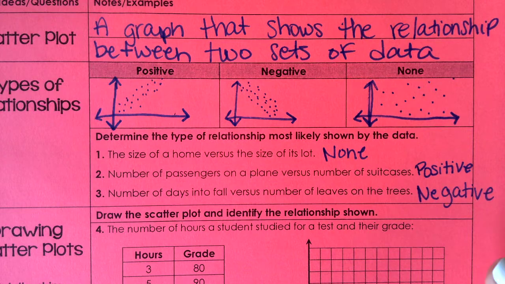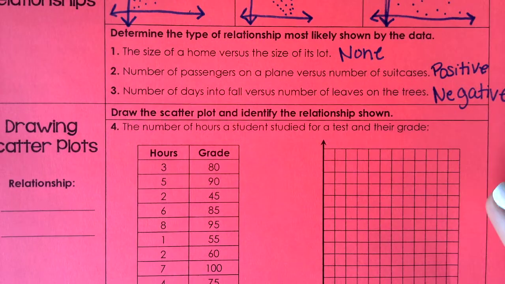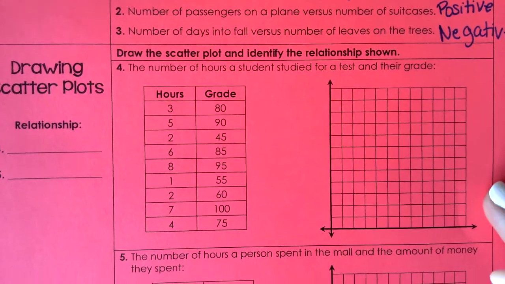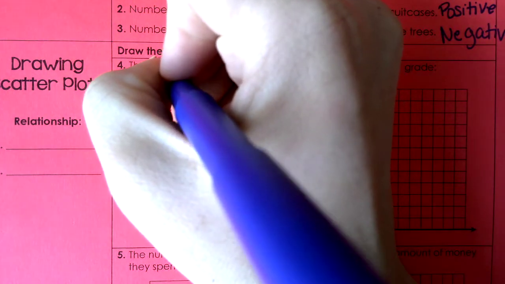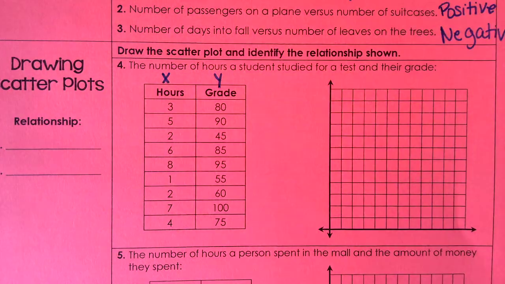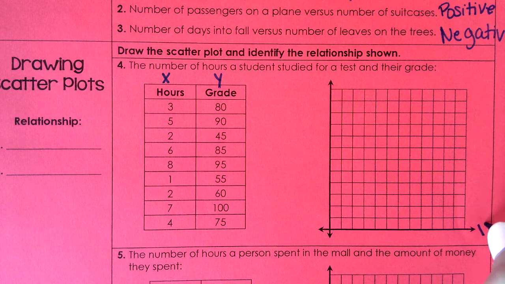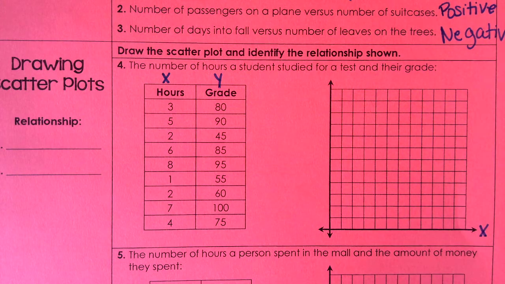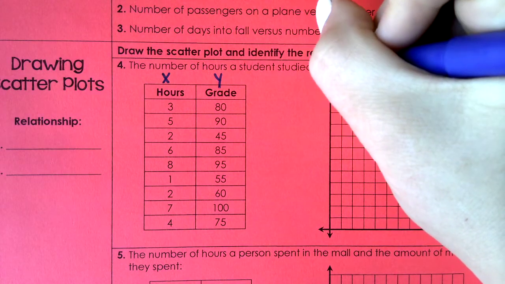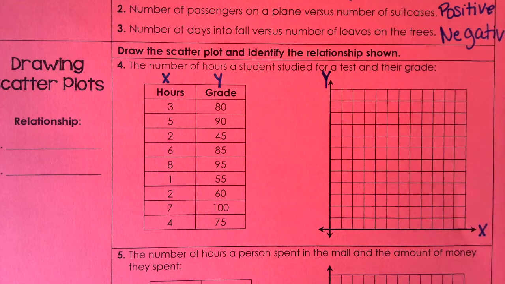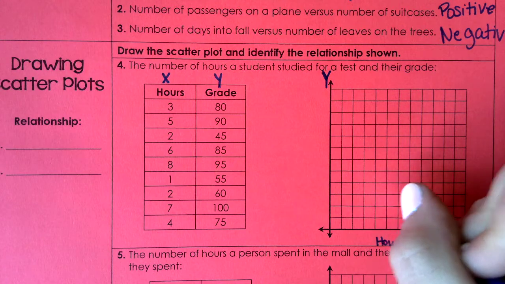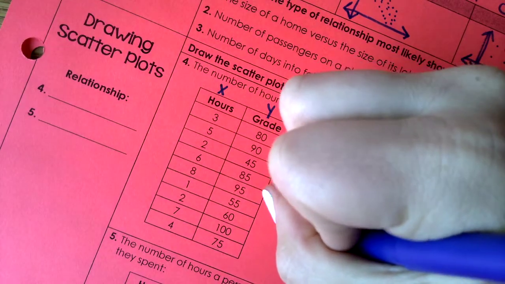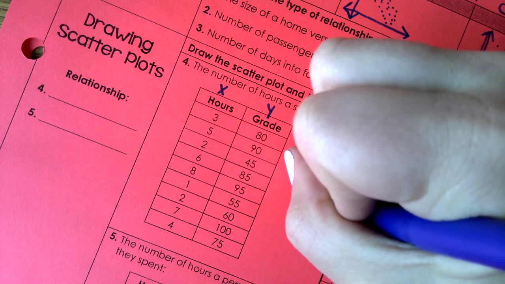So what we're going to do now is graph some of these relationships. We're going to graph this scatter plot first. You're always going to have X in your first column and Y in your second column. X is our sideways, our horizontal line. Y is our vertical, straight up and down. So I'm going to have hours on the bottom while I have grades on the side.